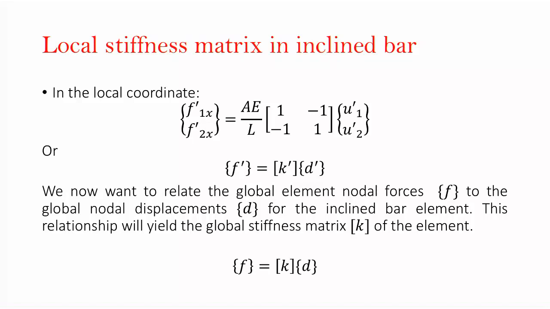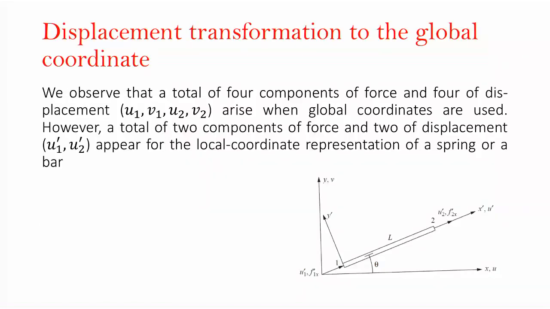So we want to calculate the f equals kd in the global coordinate. One point that we need to pay attention here is, when we are in the local coordinates, we only have 1 degree of freedom for each node, right? Only displacement in the x prime direction, u prime 1 and u prime 2.